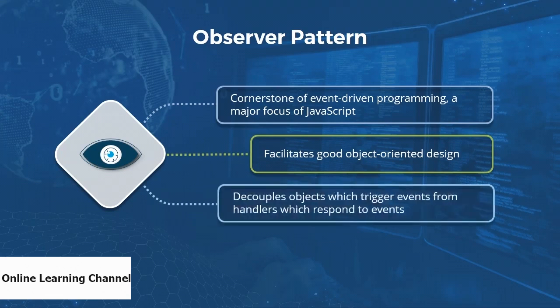The observer pattern helps decouple objects which trigger events from handlers which respond to events. The internal implementation of objects that fire events can change independent of event handlers. Only the interface of how event handlers listen in on events affects those who trigger events and those who listen in on events. This forms the contract.